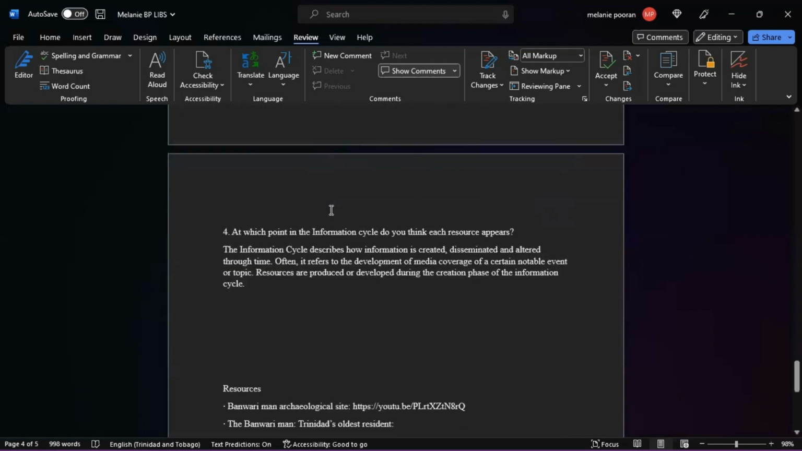Okay. At which point in the information cycle do you think each resource appears? The information cycle, in my opinion, describes how information is created and altered through time. Often it refers to the development of media coverage of a certain notable event or topic. Resources are produced or developed during the creation phase of the cycle. So, in my opinion as well, the creation phase of the cycle is basically at the beginning, where it is created.